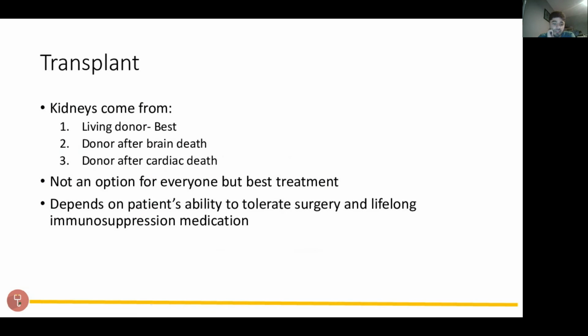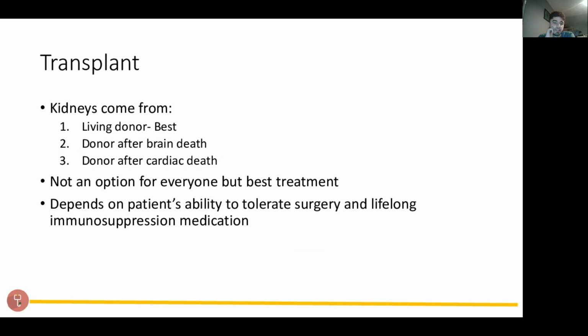A little bit about kidney transplants. The best kidneys are those from living donors. These last the longest and have the lowest rates of rejection. Then it becomes donor after brain death and then donor after cardiac death. It's not an option for everybody, but it is generally the best treatment and it will provide the best kidney function for you long term.